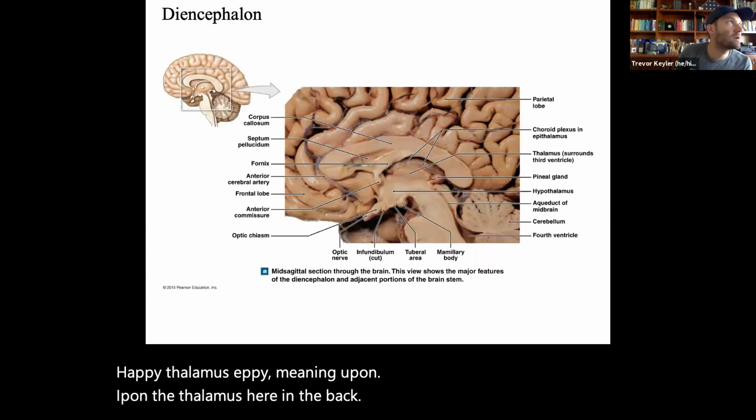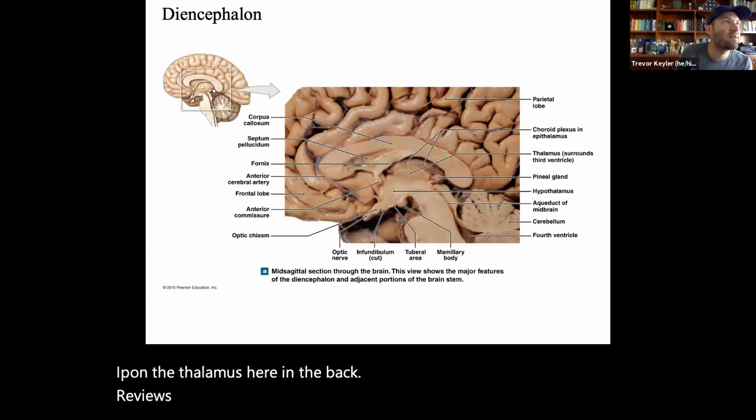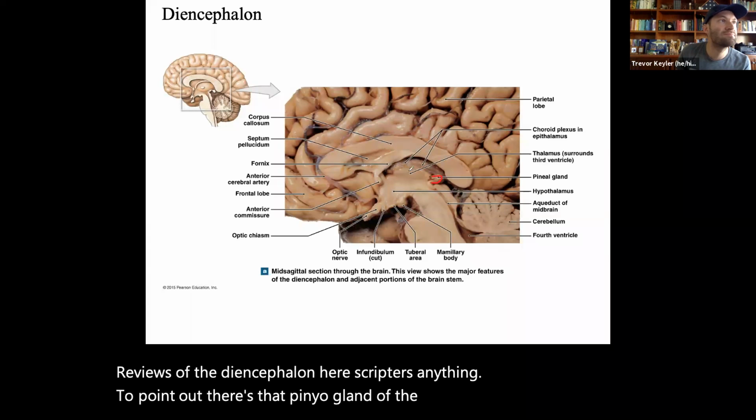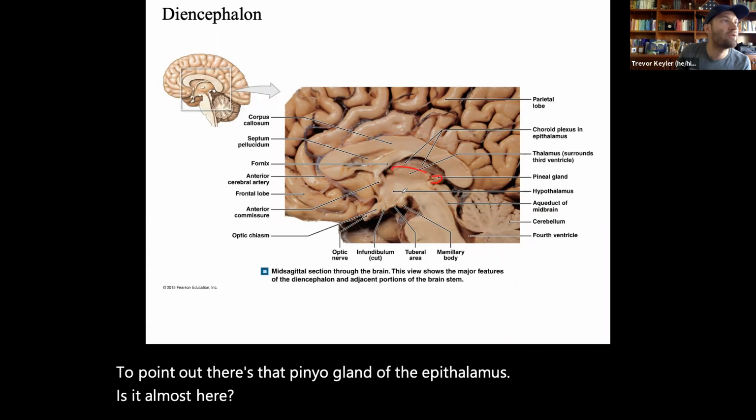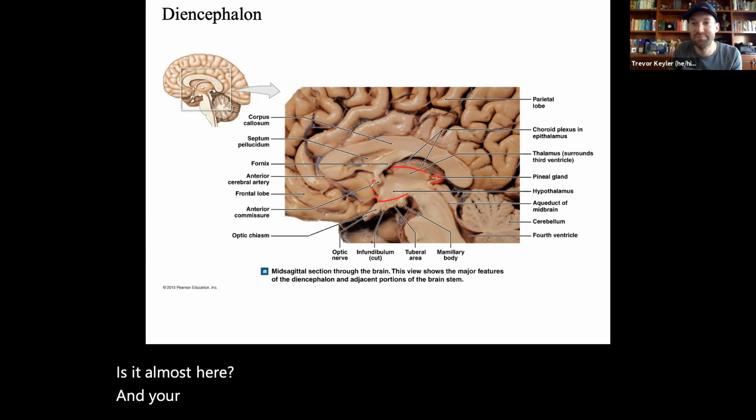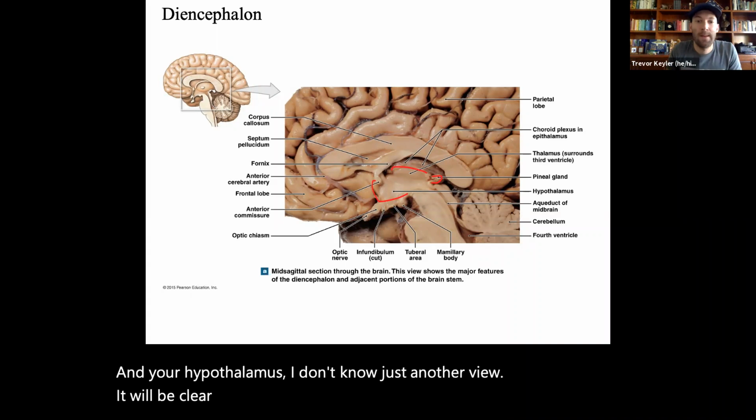More views of the diencephalon here. Let's see if there's anything to point out. There's that pineal gland of the epithalamus. Here's your thalamus, and your hypothalamus. I don't know, just another view. It'll be clear within Complete Anatomy.